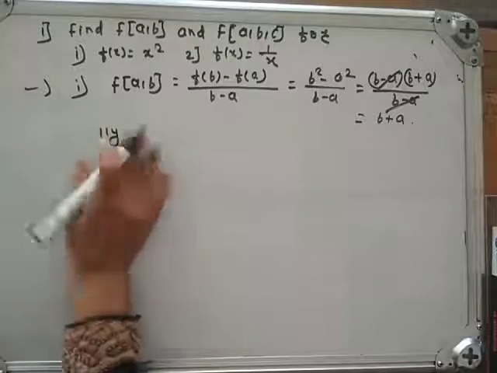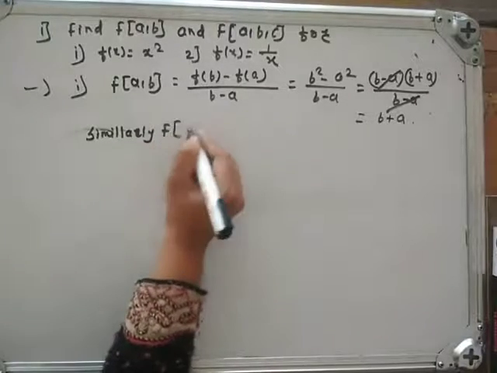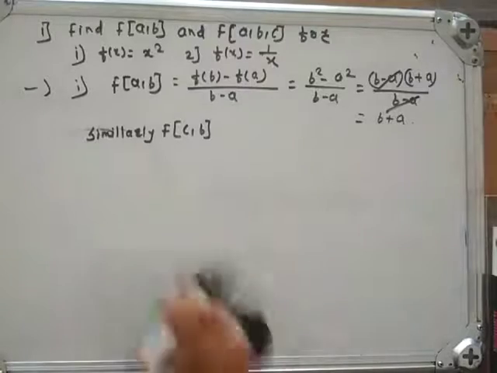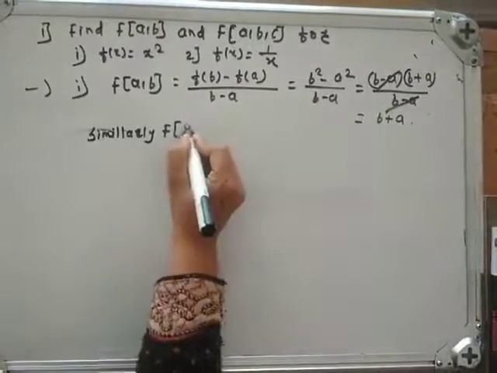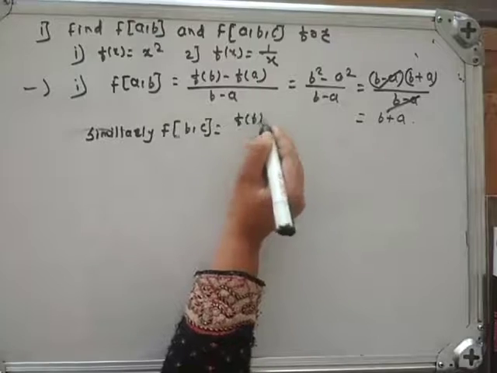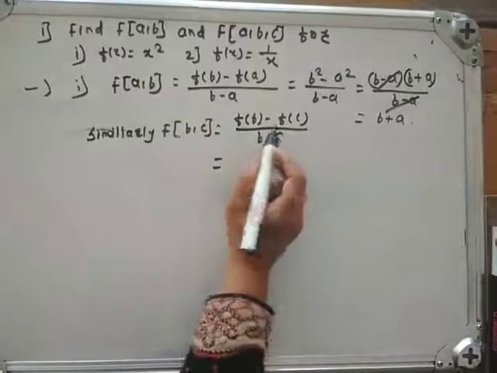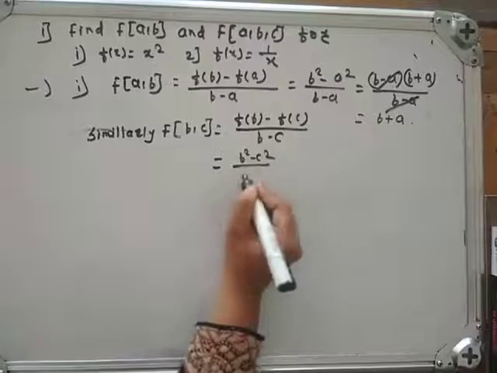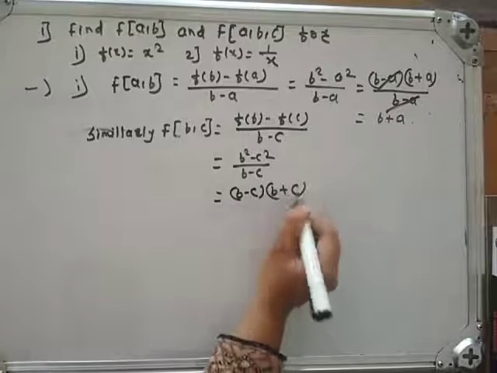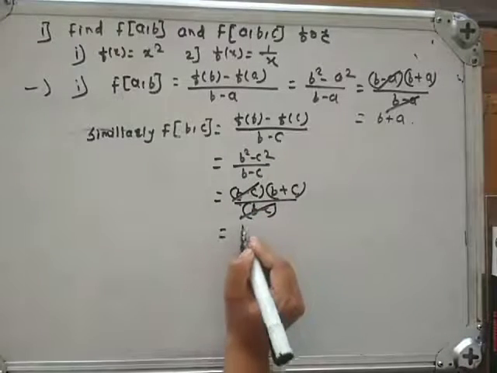Similarly, f of B comma C. This is nothing but f of B minus f of C upon B minus C, which is equal to B square minus C square upon B minus C. So we will get B minus C into B plus C upon B minus C. Here B minus C gets cancelled, so B plus C remains.